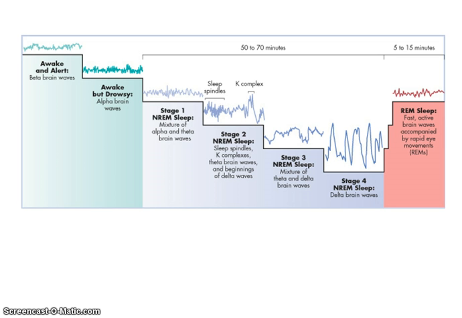Next, we have stage 2, and this is where we have those sleep spindles, theta brain waves, and the beginning of delta waves. So this is a deeper stage of sleep. Stage 3, this is where we have a mixture of theta and delta waves, and this is a stronger stage of sleep, and it's hard to wake someone during this stage. Next we have stage 4, and this is where we have those really deep delta brain waves.